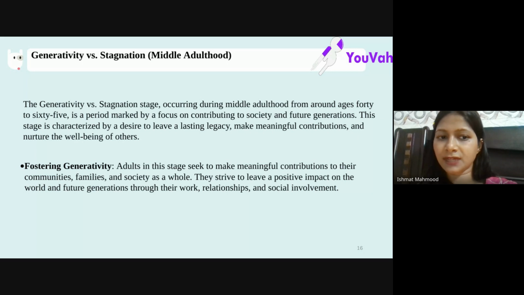And the other thing that comes in this stage is stagnation, where adult people think that they could not make any contribution to society. There are people who must have worked their entire life, but they're not able to make a meaningful thing out of their job, right? It's just they're doing it for the sake of doing it, for the sake of living, or just for the sake of earning money to get everything done.